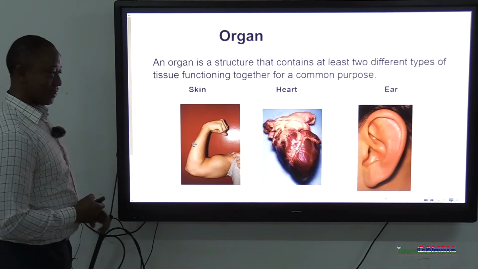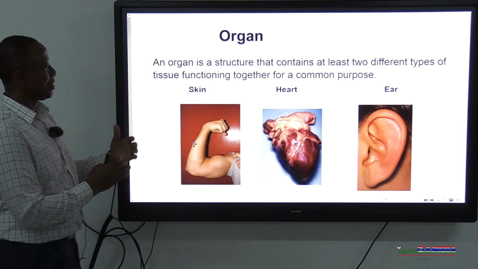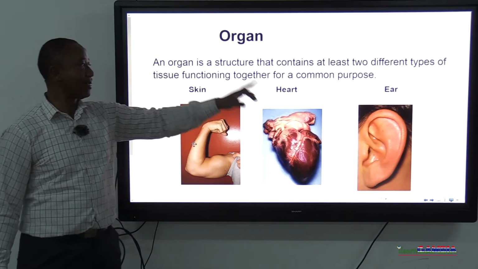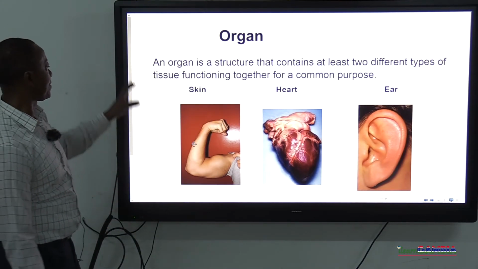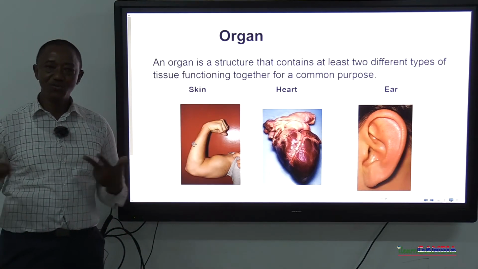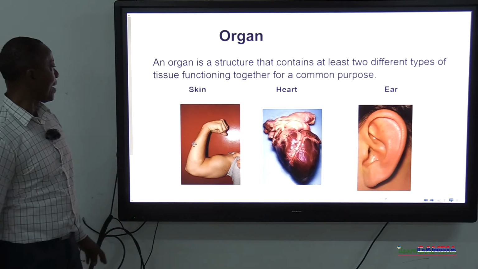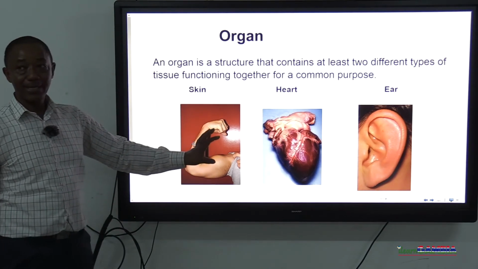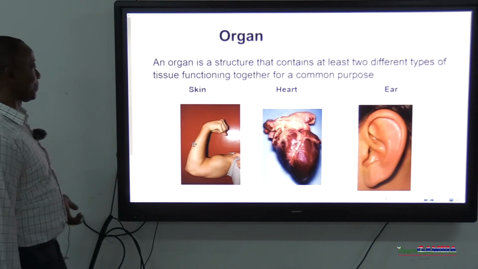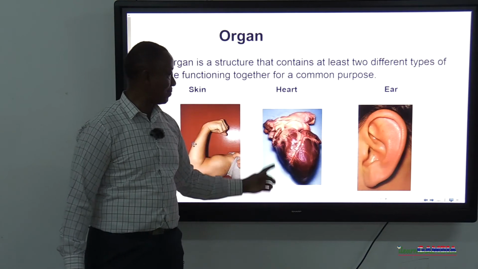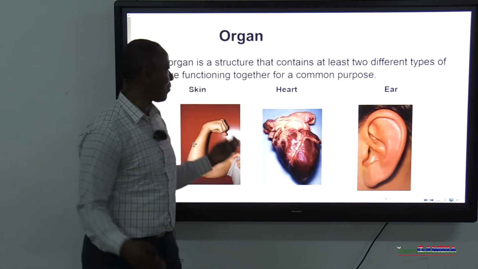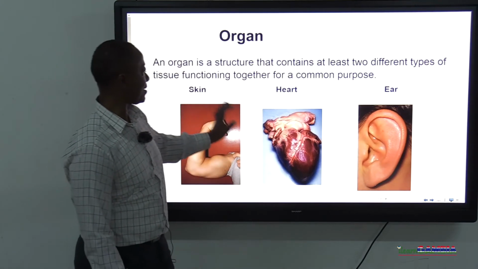So organs, we've come from cells, we've looked at tissue, now we're looking at organs, okay? An organ is a structure that contains at least 2 different types of tissue functioning together for a common purpose. If we look at the skin as an organ, you'll have muscles there, and then you'll have blood and some other tissue. If you look at the heart, you have the heart muscles, you have the blood vessels, you have nerves. So that's what we mean. An organ is made up of 2 or more different types of tissue.